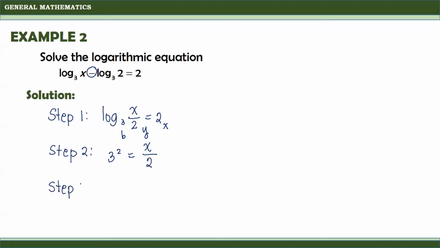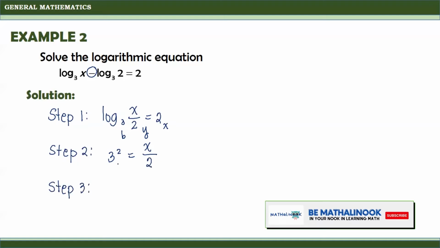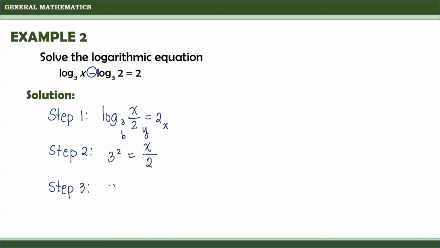Next, for step 3, we need to solve now for the indicated variable x. To do that, we need to simplify first 3 squared, which will give us 9 equals x over 2. To solve for x, we need to do cross multiplication. Since we have 9 here, automatically the denominator is equal to 1. So when we do cross multiplication, we're gonna have 1 times x, which is x, equals 9 times 2, which is 18. Therefore, the value of x is 18.